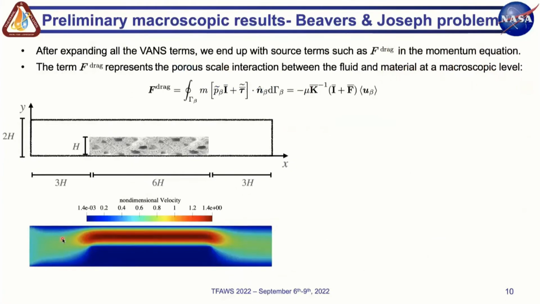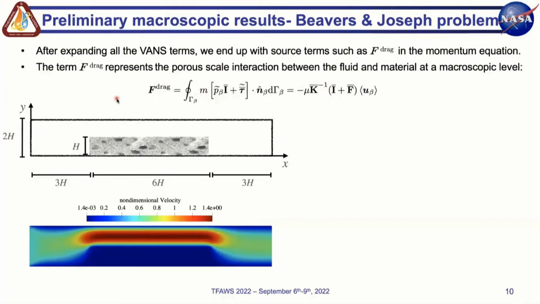So after expanding all your bound terms, we end up with some source terms, which I'm showing you an example of just for the momentum equation. I call it the drag source term. And this drag term represents the pore scale interaction between the fluid and the material at the macroscopic level. So you can see here that this is just the integration of your perturbation terms at this interface between the sigma and the beta phase. And you can recognize this as the Darcy law, as was also shown in the previous talk. And from here, you can actually see where it comes from.